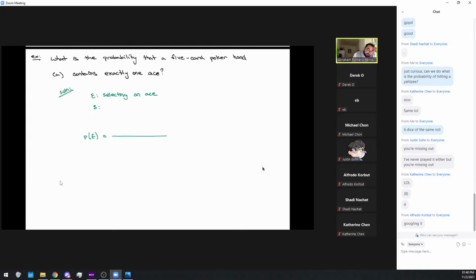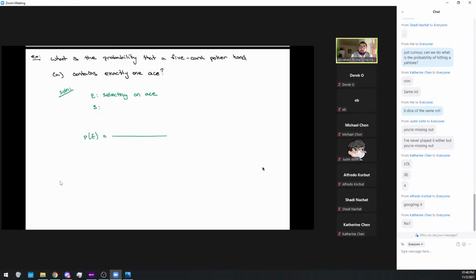You have 52 cards, but you want a 5-card poker hand. Does order really matter? No, order doesn't matter. So my sample space is actually 52 choose 5 cards. So that's already going to be on the denominator. That's for a fact. 52 choose 5.